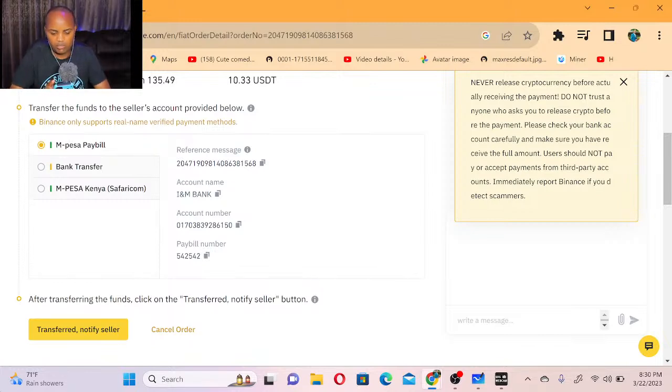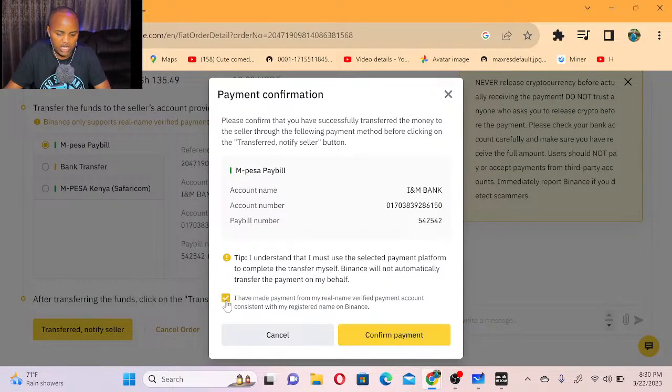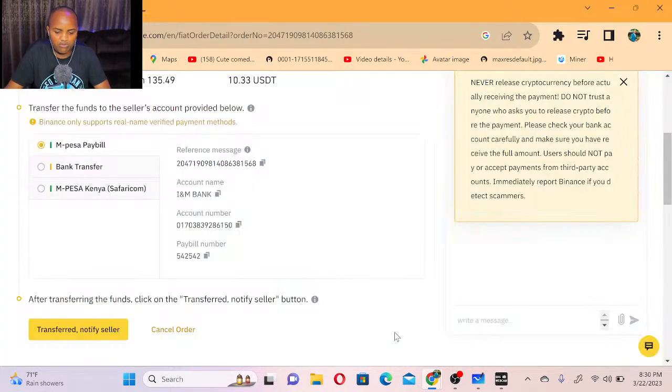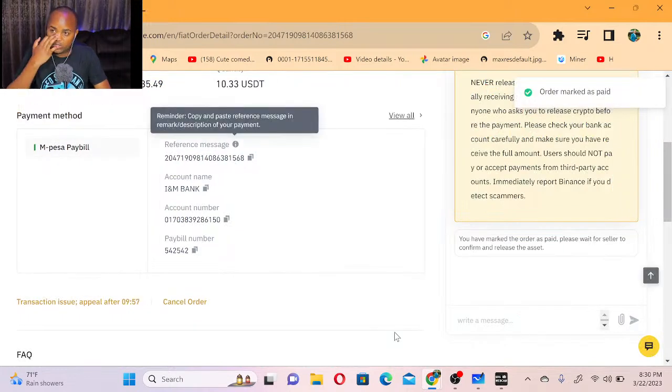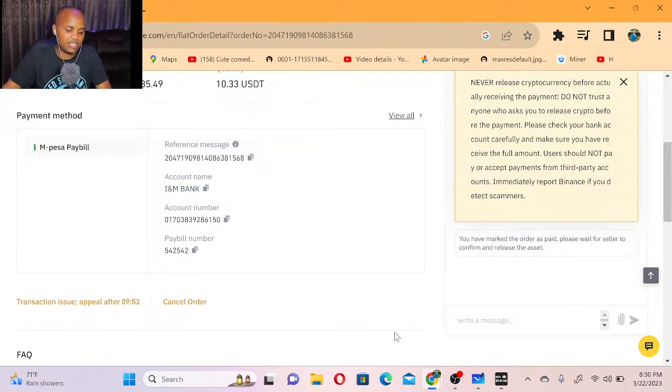So you have had the message, the money has gone already. So yeah, what I do here is I click transfer to notify. I've made the payment, confirm payment. So the moment you do that, remember, you cannot reverse the money. Binance has taken 10.33 USDT from him. You cannot do anything with that 10.33, and I don't have that 10.33.